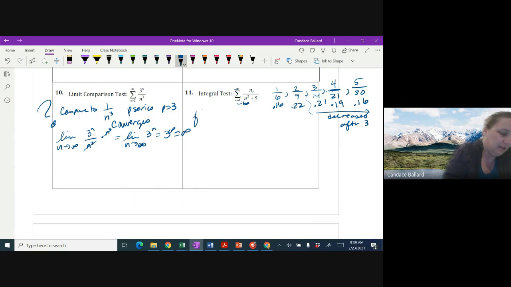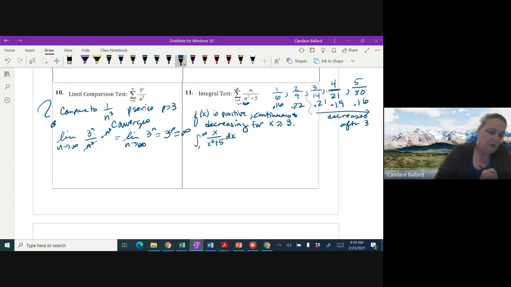So I need to make the statement: f of x is positive, continuous, and decreasing for x greater than or equal to 3, because I have to prove that it satisfies the theorem. All right, then I know I can write the integral from 1 to infinity of n over, I'm going to switch it to x's instead of n's, that's what we normally do. So x over x squared plus 5 dx.